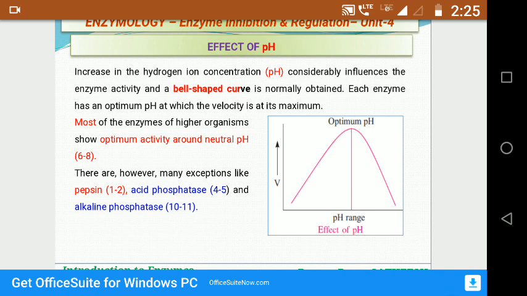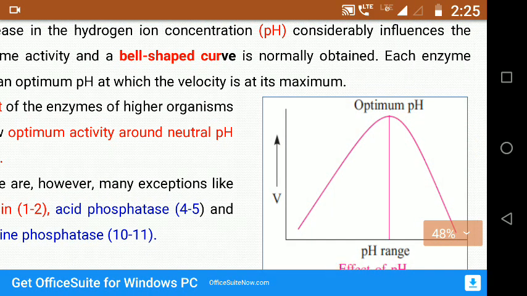In the same way, all the proteins or enzymes are made with amino acids. So based on the amino acid composition, there will be a specific pH at which the enzyme activity will be more. Beyond that pH or below that pH, the activity also decreases. Like earlier we have discussed about the effect of temperature, the same thing applies here. There will be one optimum pH. So optimum pH is the pH where the velocity or the activity of the enzyme will be maximum.